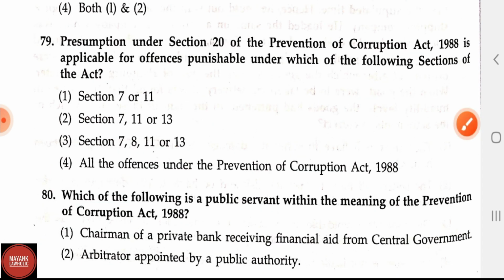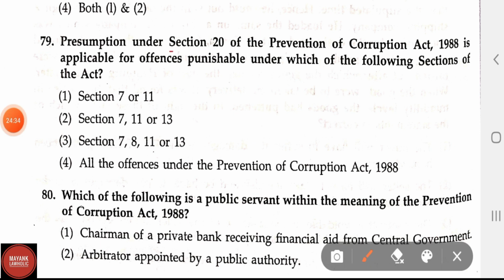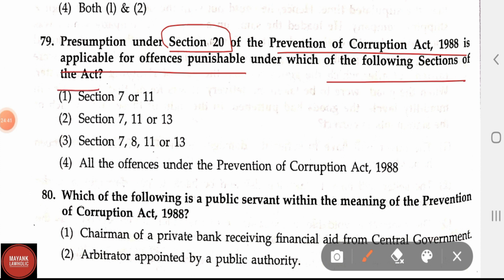Now let us see question number 79. Presumption under Section 20 of the Prevention of Corruption Act 1988 is applicable for offences punishable under which of the following sections of the Act? Options are Section 7 or 11, Option 2, Section 7, 11 or 13, Option 3, Section 7, 8, 11 or 13, and Option 4, all the offences under the Prevention of Corruption Act 1988. Here the correct answer is Option 1, Section 7 or 11. Section 20 talks about the presumption where a public servant accepts gratification other than legal remuneration.